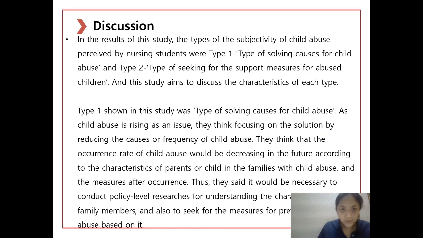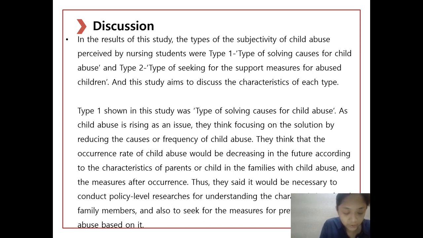This is the discussion. In the result of this study, the types of the subjectivity of child abuse perceived by nursing students were Type 1, the type of solving cause for child abuse, and Type 2, the type of seeking support measures for abused children. And this study aims to discuss the characteristics of each type. Type 1 shown in this study was the type of solving cause for child abuse.